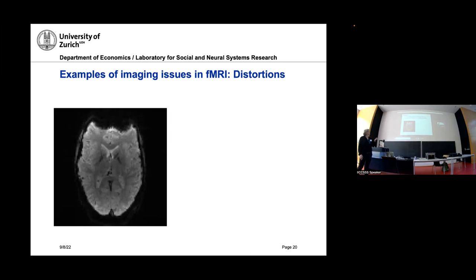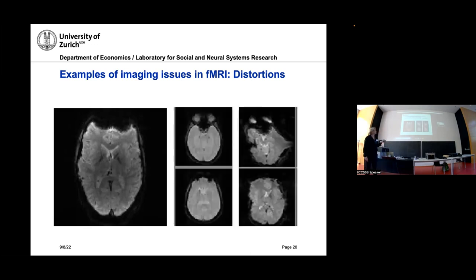So if a participant has a bit bigger brain than others, this can happen easily. And you try to correct for that with the B0 field map, right? But it can be even worse. It can even lead to things like that.